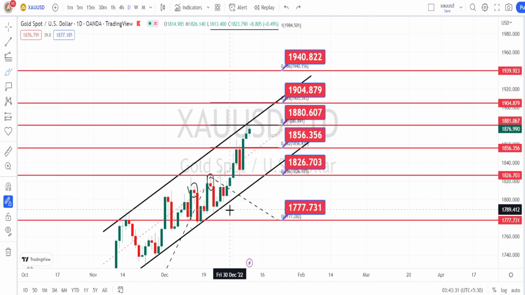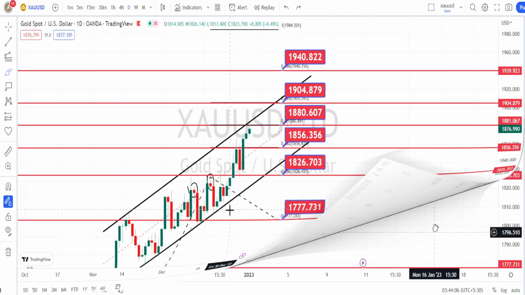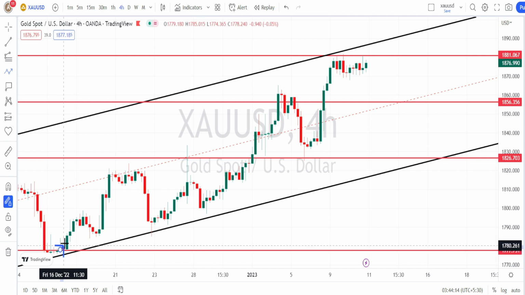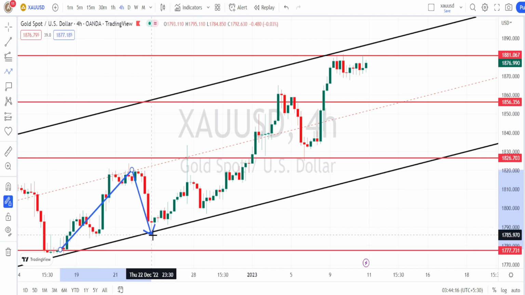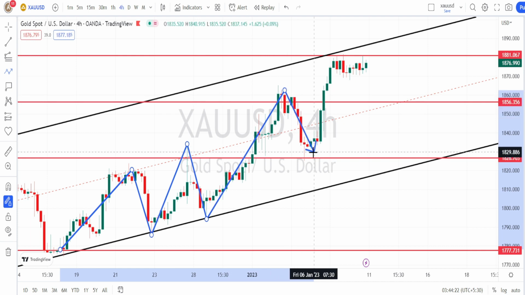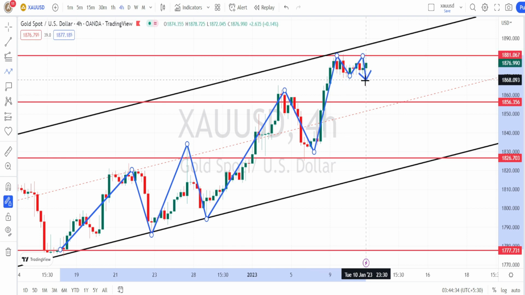Let us look at the price action in 4 hours time frame. I am in 4 hours time frame. When we look at the price action in 4 hours time frame, we can notice that after taking support around the support level of 1777, it is continuously in a very strong bullish trend. And after testing the resistance level of 1880, we have noticed the price action to be consolidating within the support level of 1868 and resistance level of 1880.